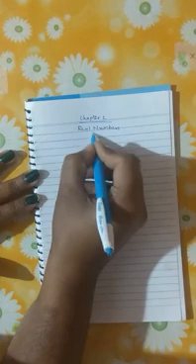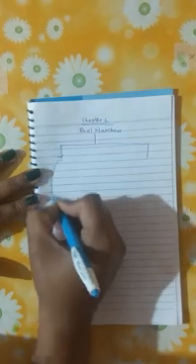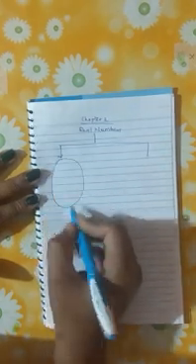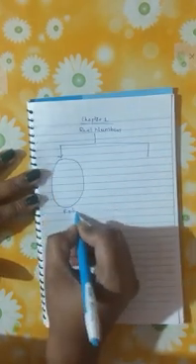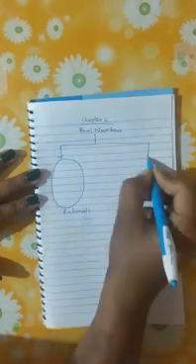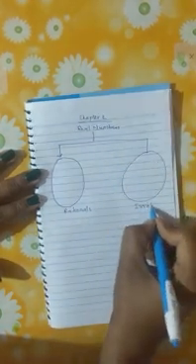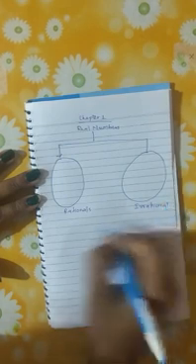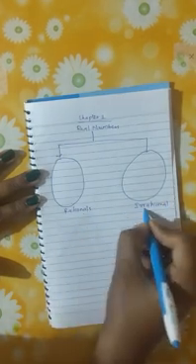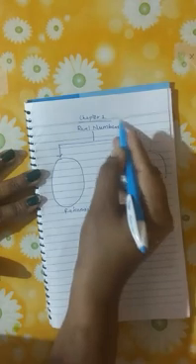Real numbers. So now in real numbers, we all know that real numbers are divided into two parts. One is your rational numbers and the other is your irrational numbers. So the combination of both rational and irrational is nothing but called real numbers.